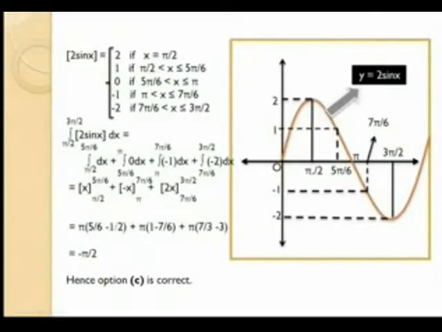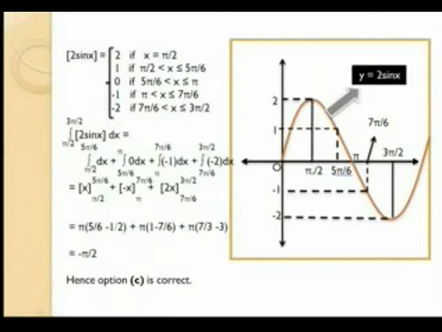So let us try to first draw the graph of y equal to 2 times sin x. So this becomes the curve y equal to 2 times sin x. We would focus more on the interval pi by 2 to 3 pi by 2. Now for x equal to pi by 2, y would be equal to 2. For x equal to 5 pi by 6, we would get y equal to 1. For x equal to pi, we would get y equal to 0. For x equal to 7 pi by 6, we get y equal to minus 1. And for x equal to 3 pi by 2, we get y equal to minus 2.